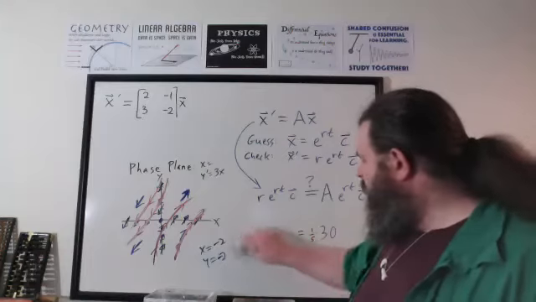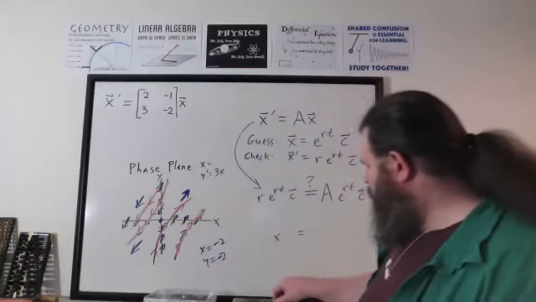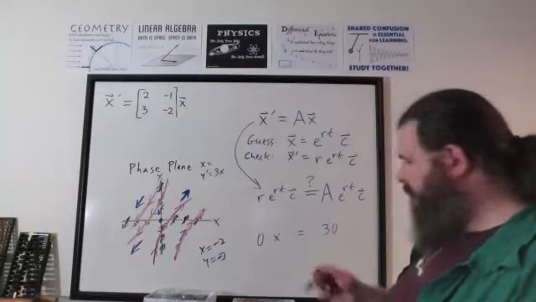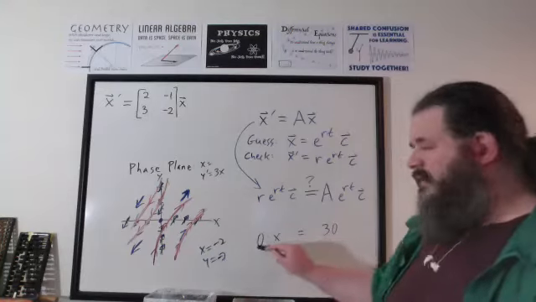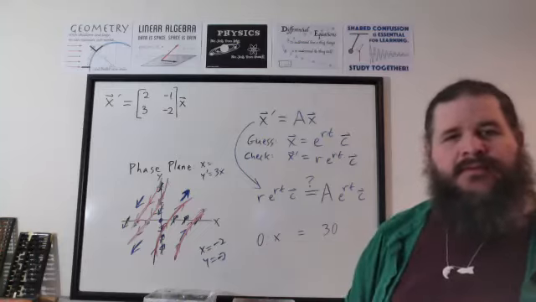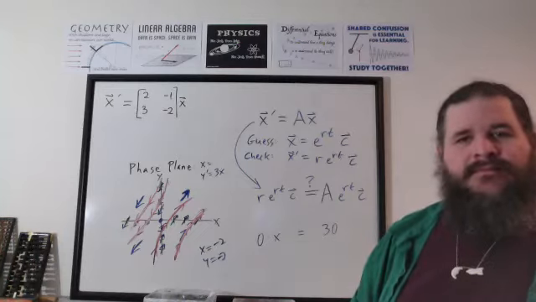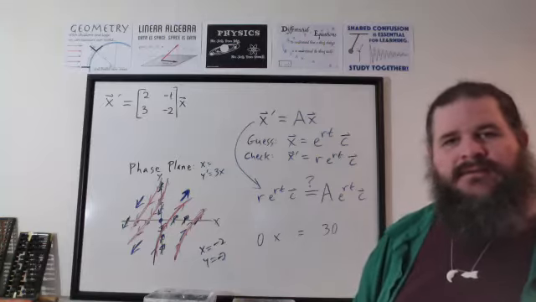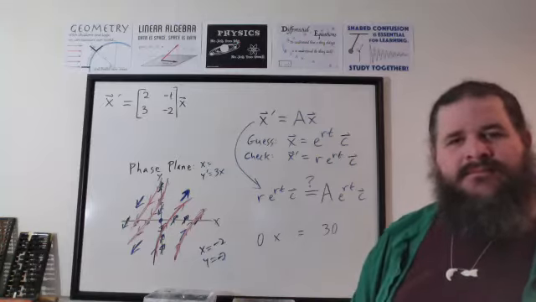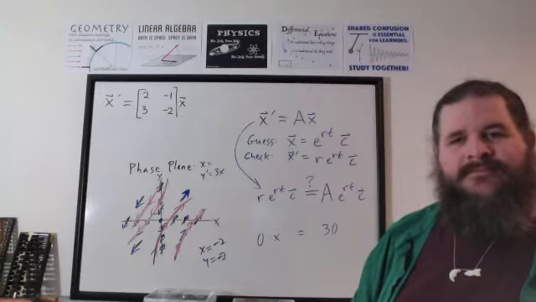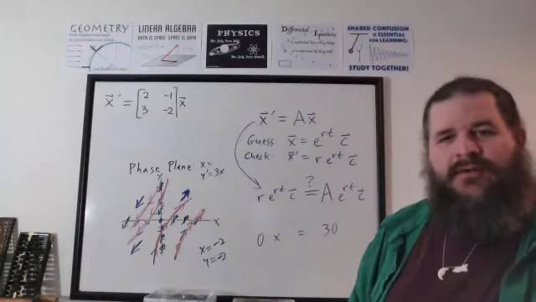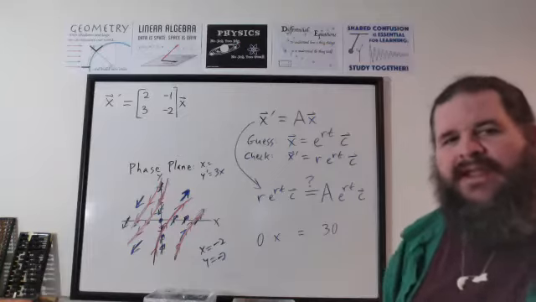But if we had something like 0x equals 30, could you solve this by dividing both sides by 0? No. Why not? When we say things like you can't divide by 0, why is that undefined? Why can't you divide by 0?